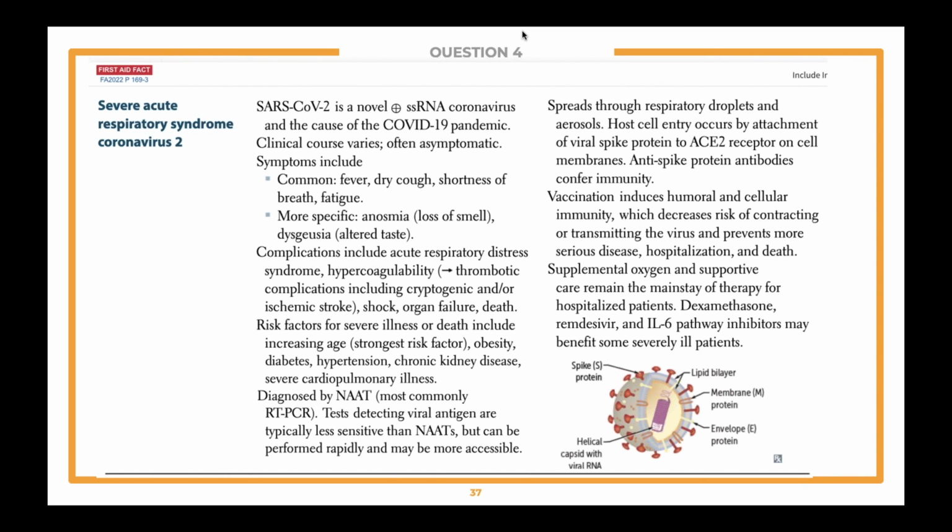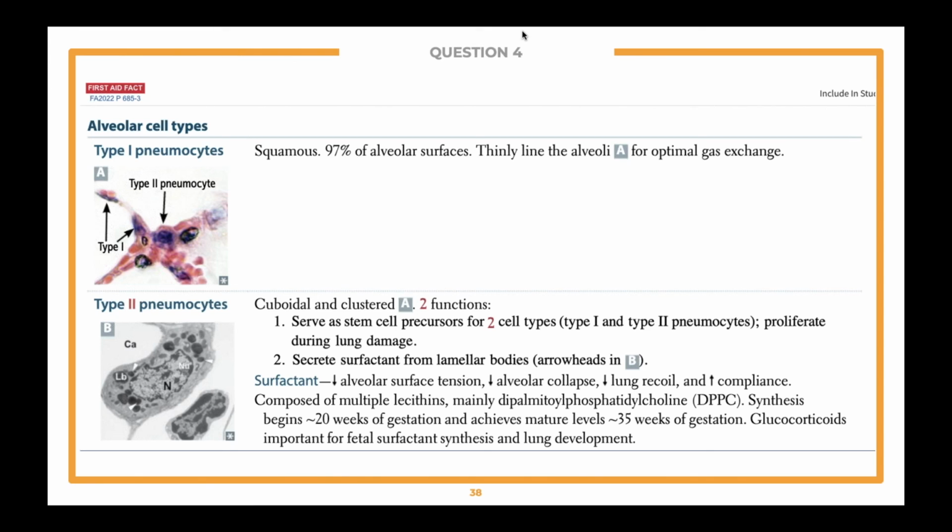One of the things about this infection is that it infects pneumocytes, primarily type 2 pneumocytes over type 1 pneumocytes. If we take a look at the next slide, we'll see what type 2 pneumocytes do. We can see that they help secrete surfactant. So if these type 2 pneumocytes affected by the COVID infection normally secrete surfactant, you can see how that can lead to respiratory distress.